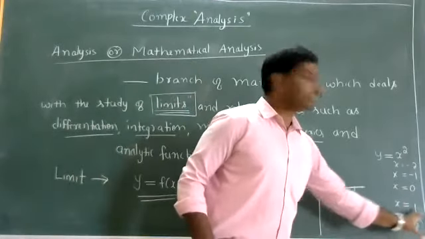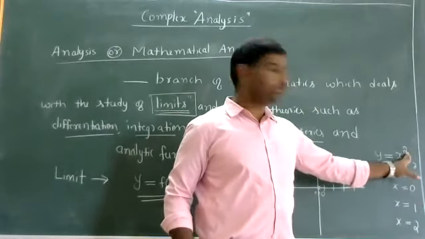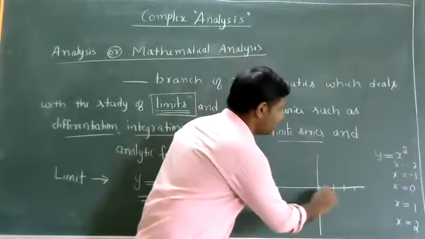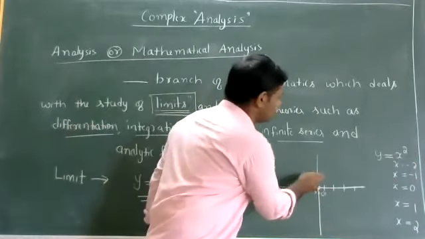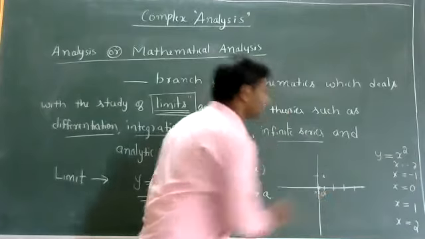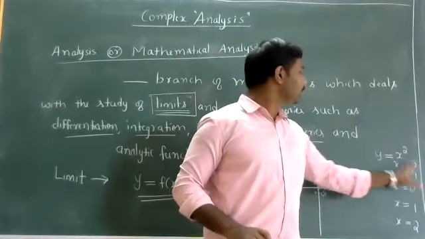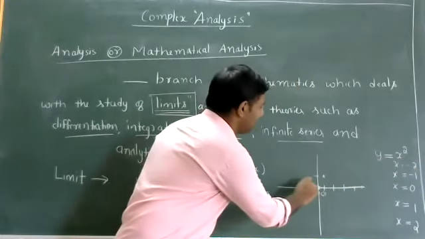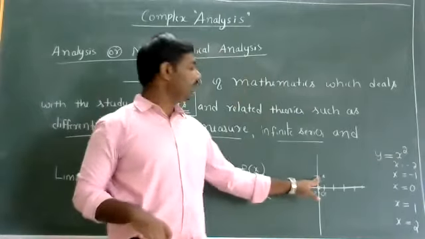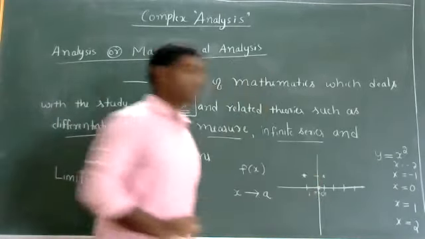Then take x equal to 1. If I put x equal to 1, 1 square is 1. So at x equal to 1, y also takes plus 1. So this is the point. Similarly, if I take x equal to minus 1, minus 1 whole square is again plus 1. So at minus 1 also y takes plus 1. So this is the point.